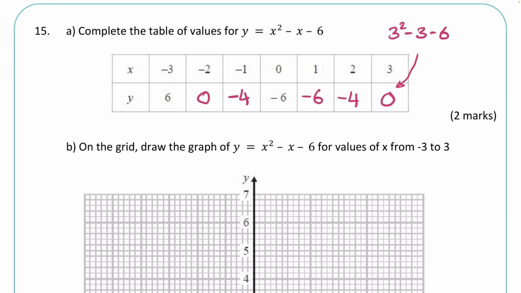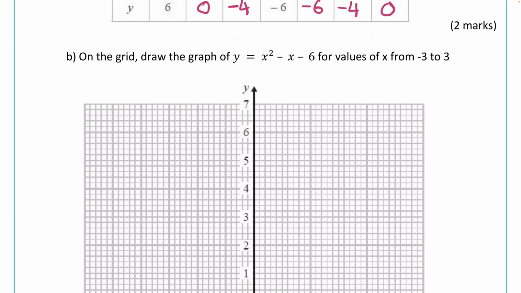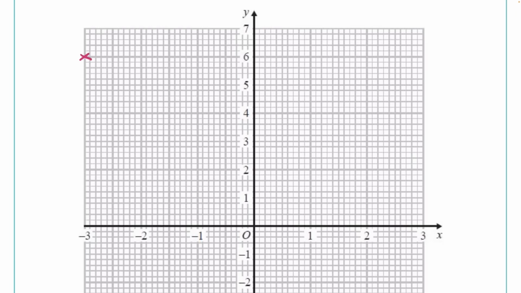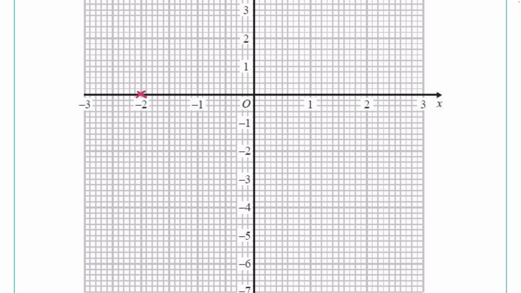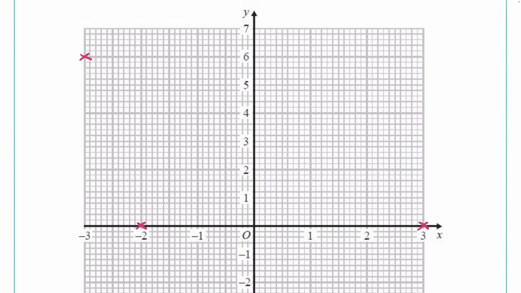Now I need to plot the points. So it says on the grid, draw the graph, and we've got the same equation there, for x values from negative 3 to 3, so we are plotting the whole graph. And if we scroll down then, we have negative 3 that has to go to 6, so that's going to be here. We have negative 2 on 0, and that's here. Negative 1 was down at negative 4. 0 was down at negative 6. Then we had another negative 6, another negative 4, and then another 0. And there we go. So that is the graph there that we are needing to draw.